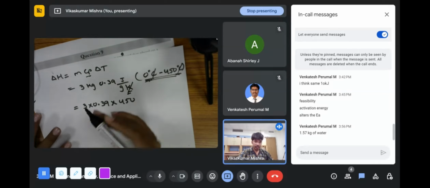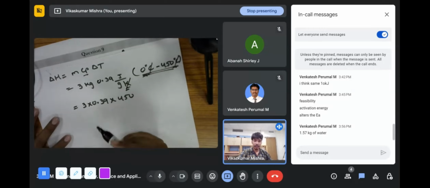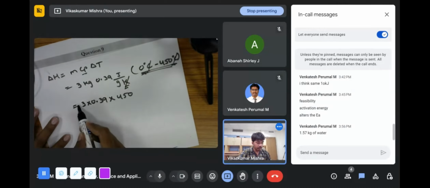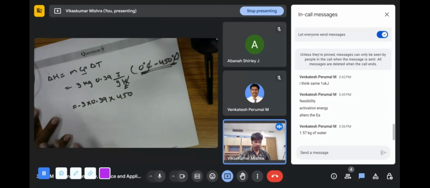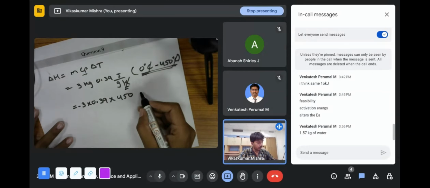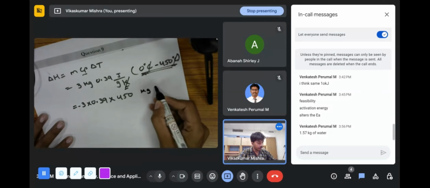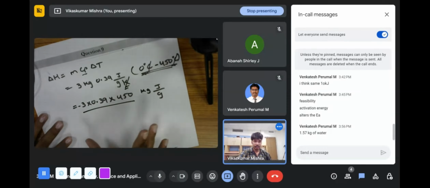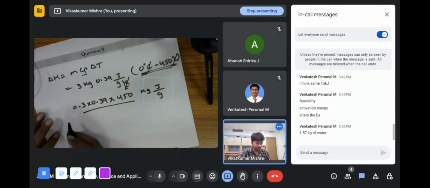That's the right answer. Let's see how we have arrived at that, how Venkatesh has solved it. Here a negative sign is there. A negative sign tells us that this is the energy which is liberated, and the unit we can say is kJ per gram. We'll see the multiplication and all later.